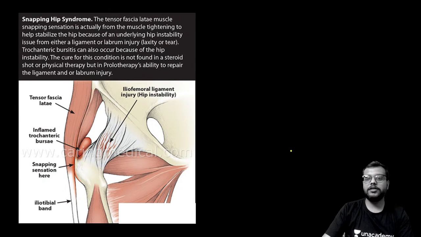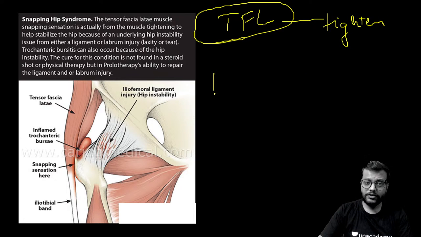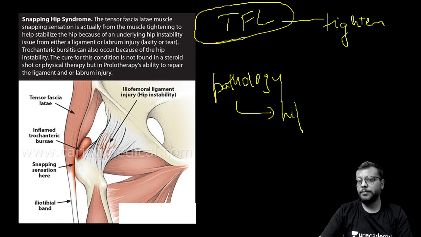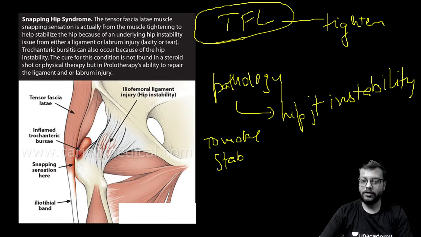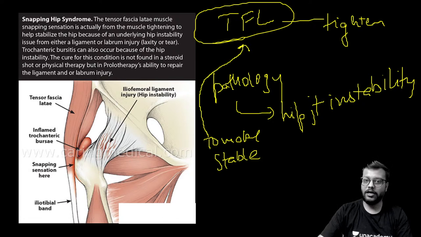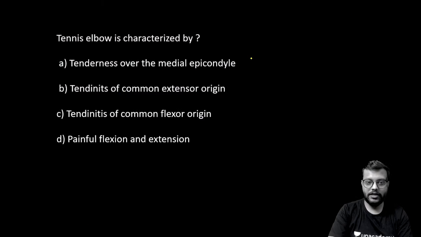Okay, so what generally happens in snapping knee syndrome is that your tensor fascia lata gets tightened because there is some pathology which is causing hip joint instability. Okay, so some pathology is making the hip joint unstable, so to make the hip joint stable physiologically, there is tightening of the tensor fascia lata leading to the snapping knee syndrome. Okay, so this is the snapping knee syndrome due to the pes anserinus.